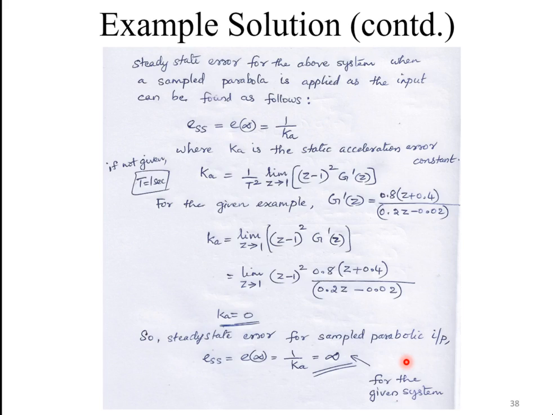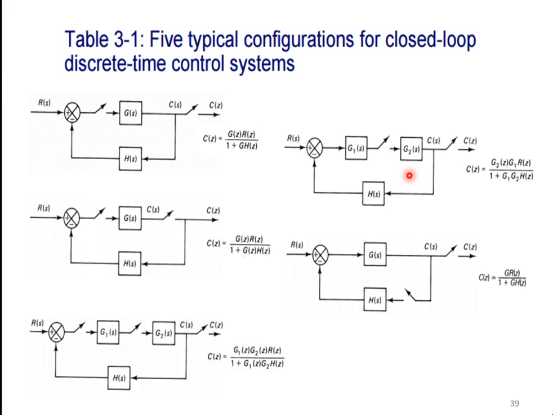Okay. So here we have the 5 typical configurations for closed loop discrete time control systems. We can see that the first one is again G(s). Here this G(s) is actually just after the sampler.